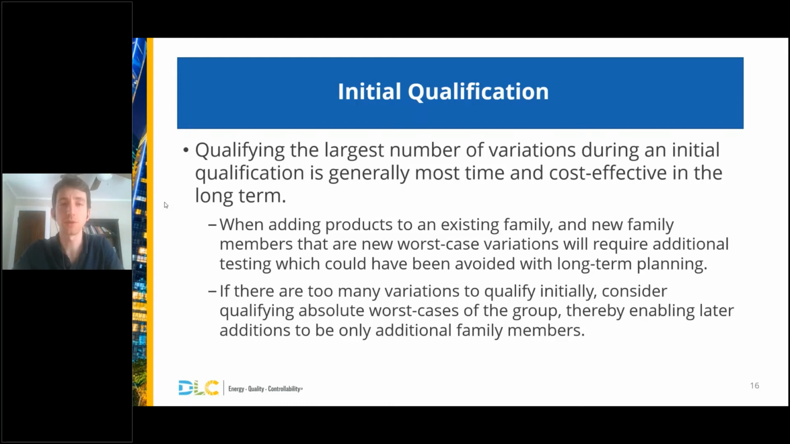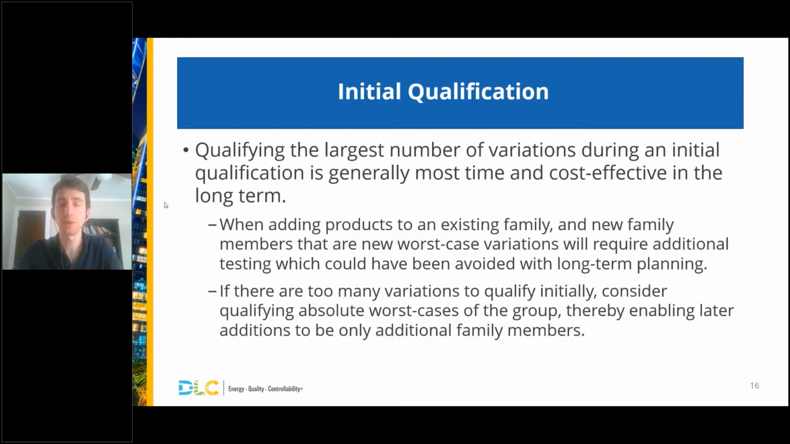As Bernadette showed in an earlier slide, the testing of family grouping applications is based on worst-case conditions, whether that's lowest light output, lowest efficacy, or the hottest configuration. When you qualify a larger number of products in an initial qualification, you're likely to capture those worst-case conditions. Whereas if you qualified a smaller subset of your product line initially, there's a chance that when you go back to add products in subsequent applications, a new worst case variation is included, which would require additional testing.